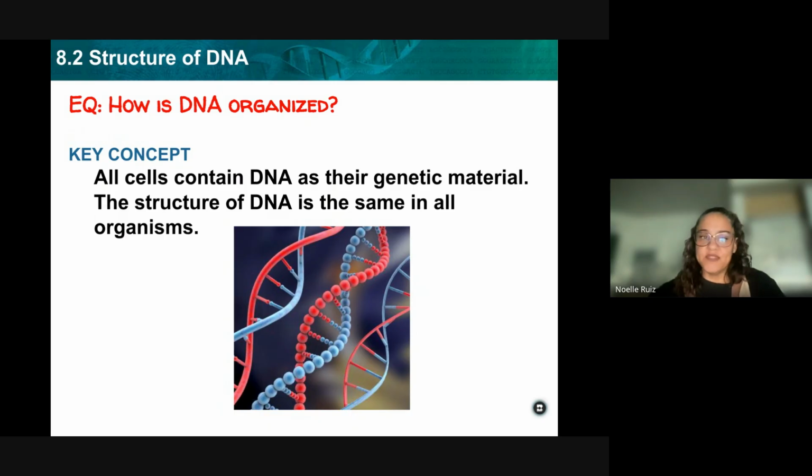Our key concept for this section: all cells contain DNA as their genetic material, and the structure of DNA is the same in all organisms. So if you look at DNA under a microscope for us and a dog and an elephant, it all has the same structure, the same twisted ladder structure.